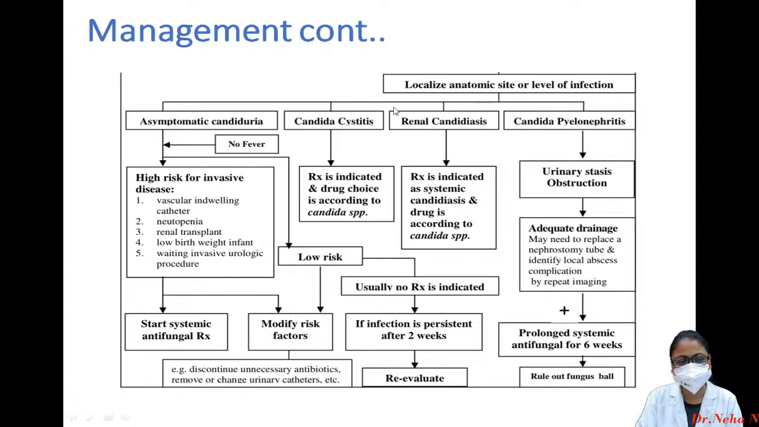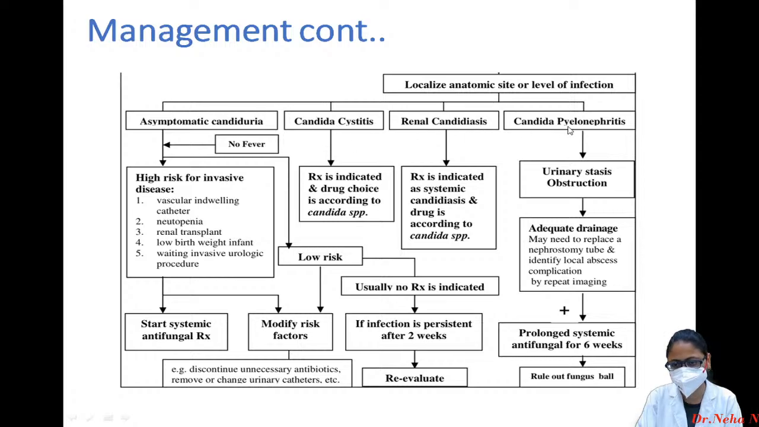Now the anatomic site can be simply asymptomatic candiduria, then it can be cystitis, renal candidiasis, and Candida pyelonephritis. In case of asymptomatic candiduria, there are certain high-risk groups in which treatment is indicated, but mostly antifungal treatment is not indicated. Only the removal of the risk factors is indicated, that is, discontinue the unnecessary antibiotics and remove or change the urinary catheter if feasible for the patient.